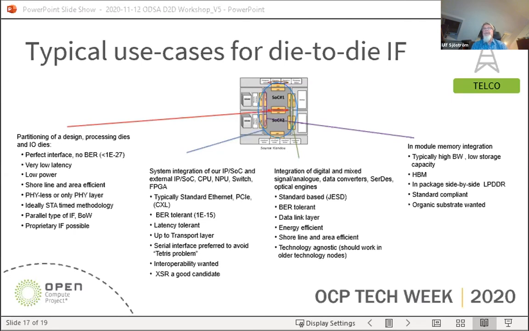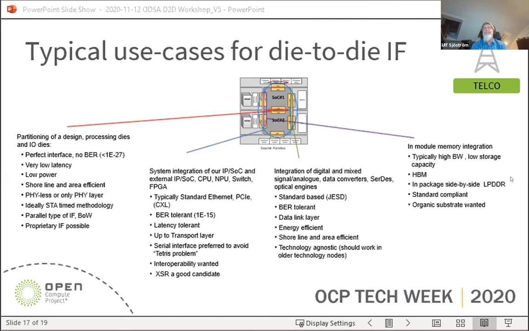The fourth example I have here is really about integration of memory with our ASICs. Typically in our application, we need very high bandwidth. We don't need that much storage capacity. So HBM, you could argue, it's a good solution, but we're also looking in package side by side at the integration of LPDDRs.